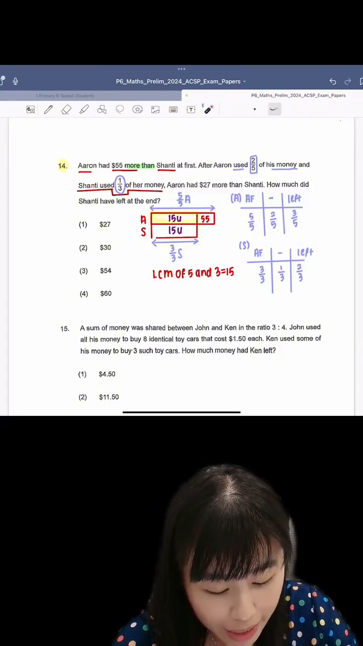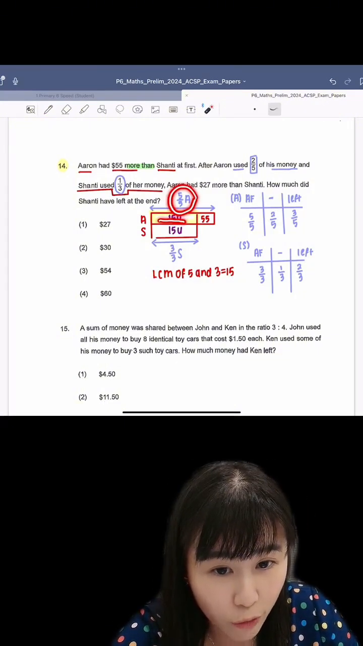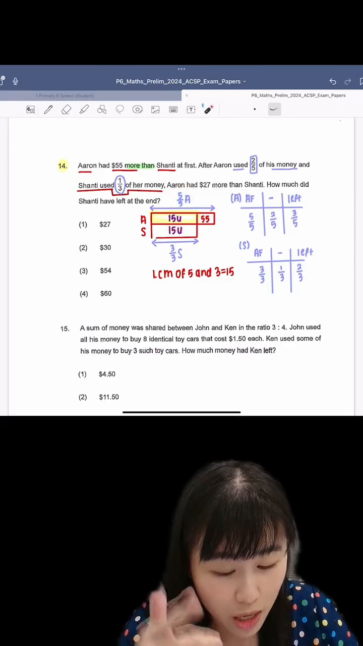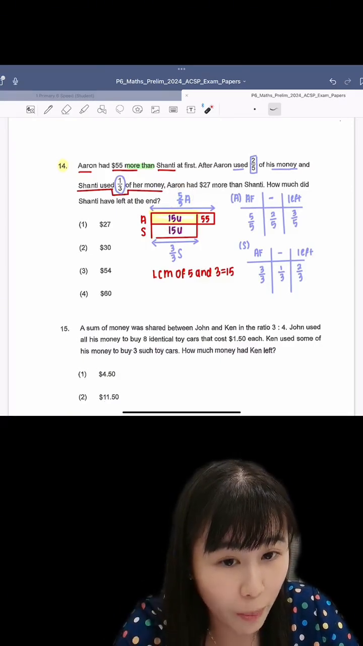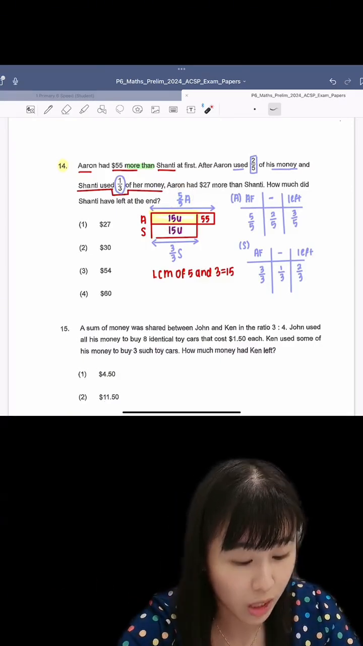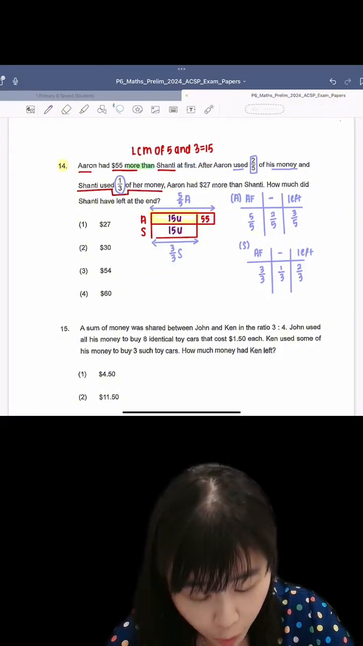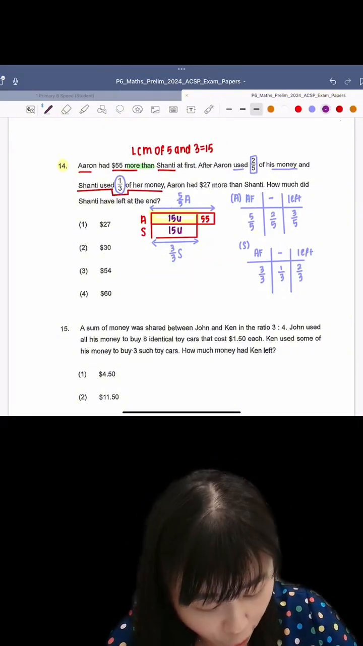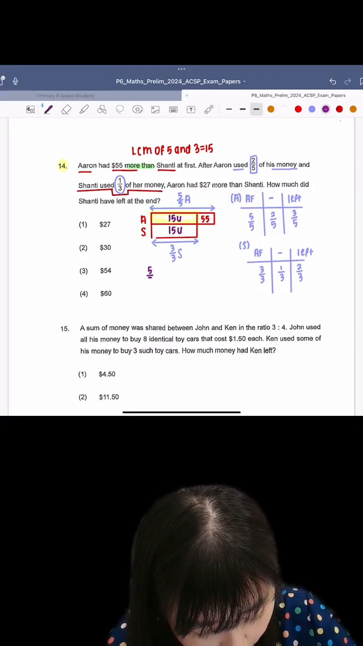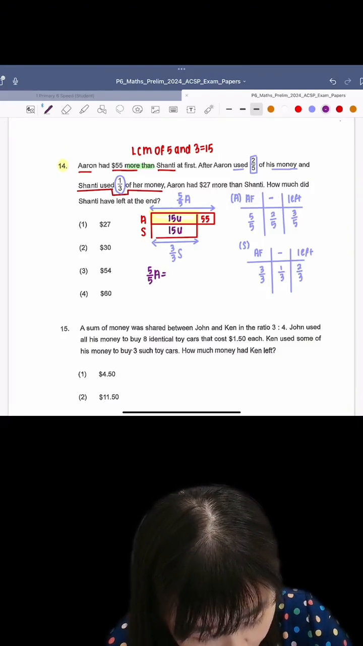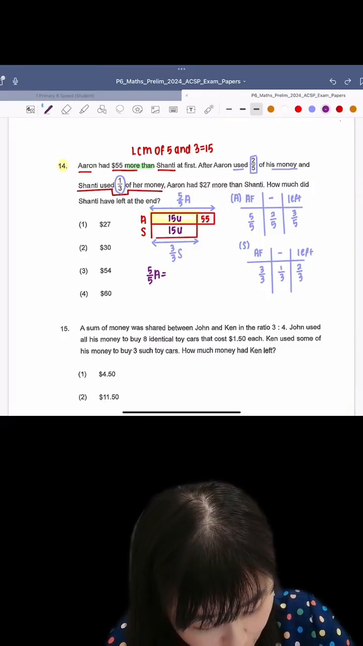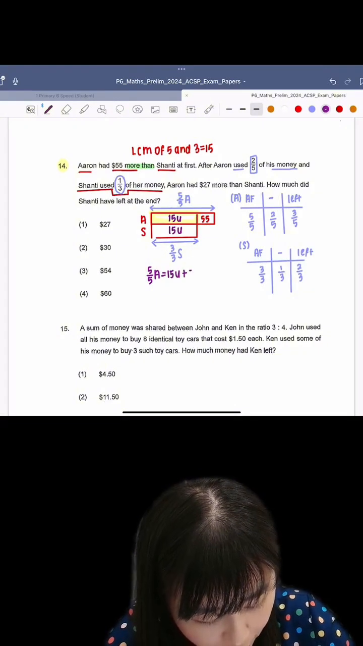There is a reason why I put 15 units. It's because later, if this is 5 out of 5, you've got the 15 units. You need to make sure that when you divide, it can be divided by 5. Then you can continue finding more clues. In other words, I can get started with the very first step. I can put 5 out of 5 of Aaron is made out of 15 units plus $55. 15 units plus $55.